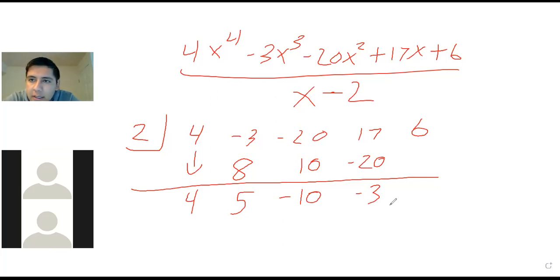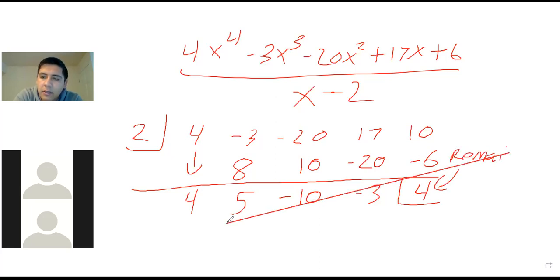Well, let me just switch this last number. Let me just say that this last number was 10, for example. So 2 times -3 is going to give us -6. And then we have 10 minus 6, which is 4. So in this case, we actually have a remainder, okay?